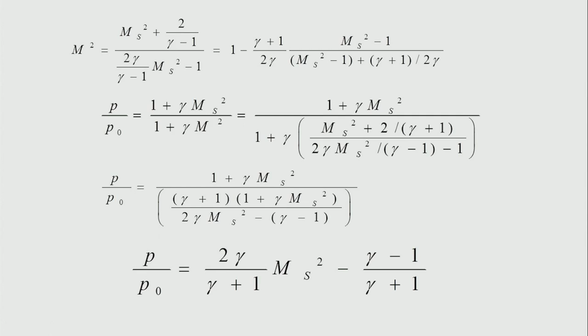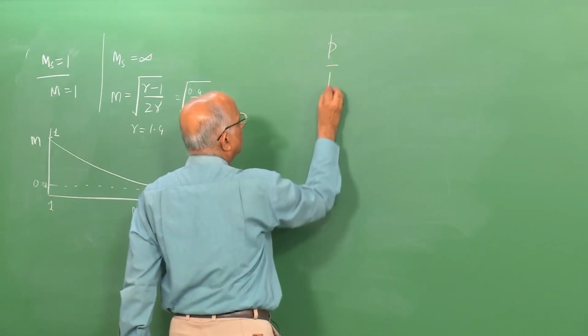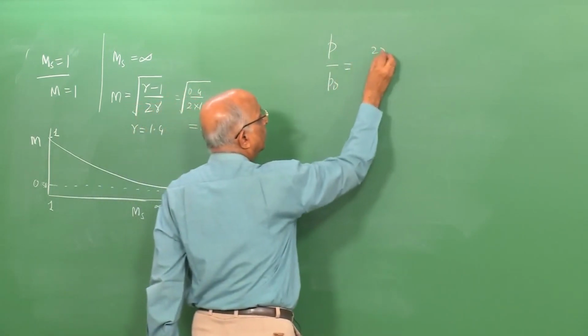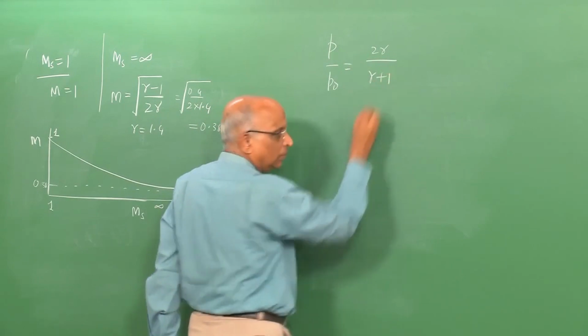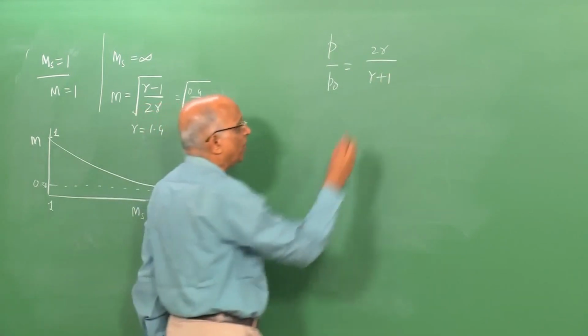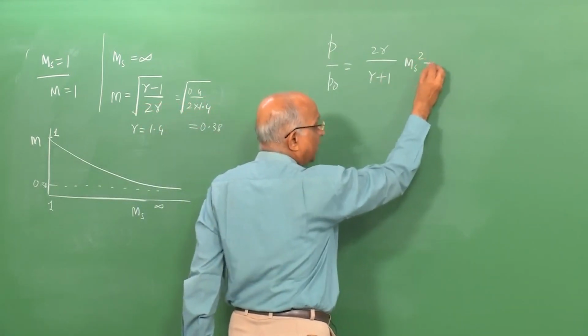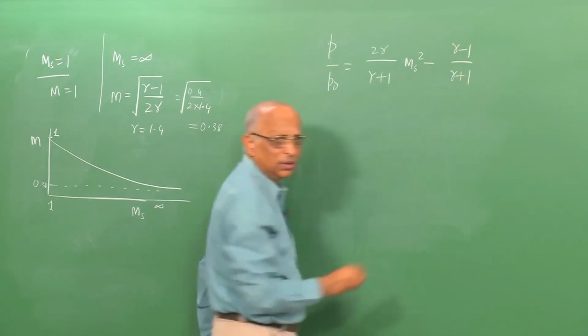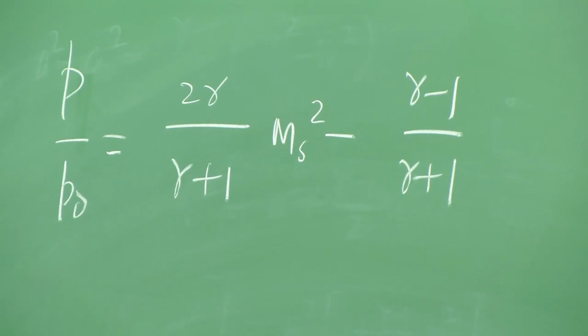Therefore, what is it I have got? Let's put it down. I already know how the Mach number is behaving. Let's take the role of pressure over here. I get the value of p by p0 is equal to, what is it I say? 2 gamma divided by gamma plus 1 into Ms square minus gamma minus 1 divided by gamma plus 1. This is the value of the pressure ratio I get.